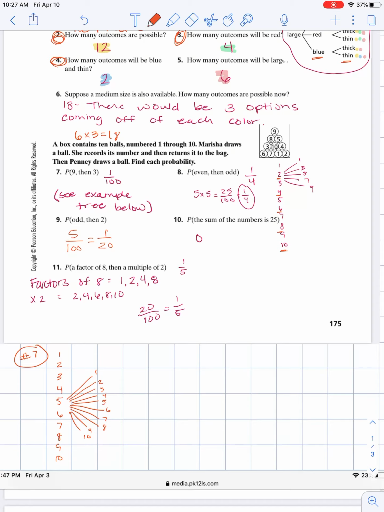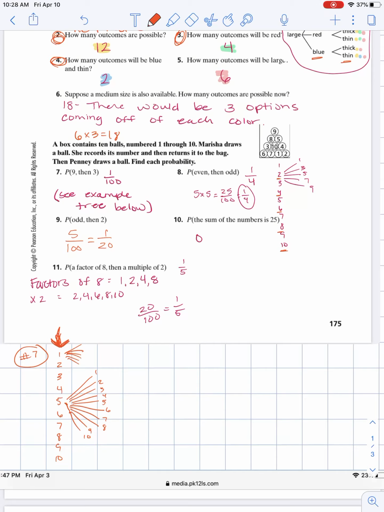For your first draw, you could pick 1, 2, 3, 4, 5, 6, 7, 8, 9, or 10, right? Cool, it is working now. That's your first draw. Then you put them back. And I only did one kind of coming off of the 5, but you imagine that there are 10 branches coming off of each one of these, right?